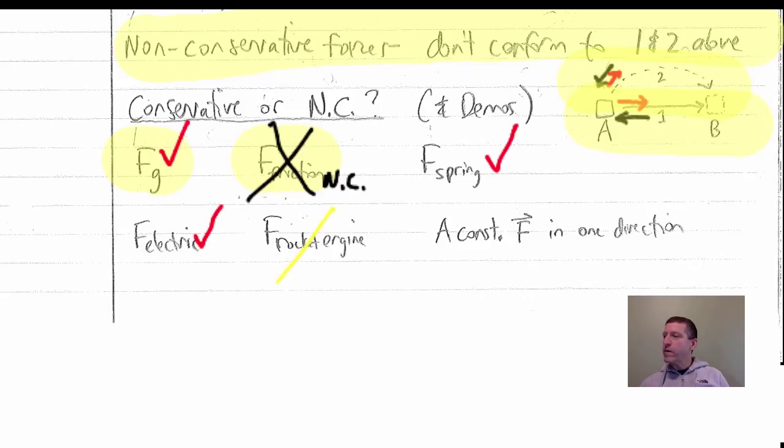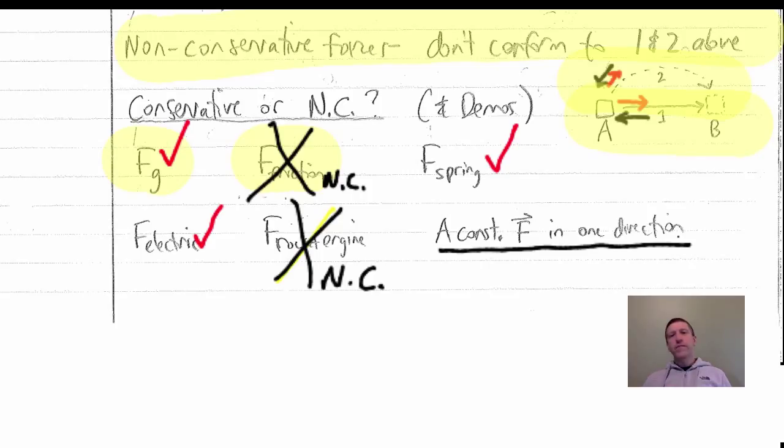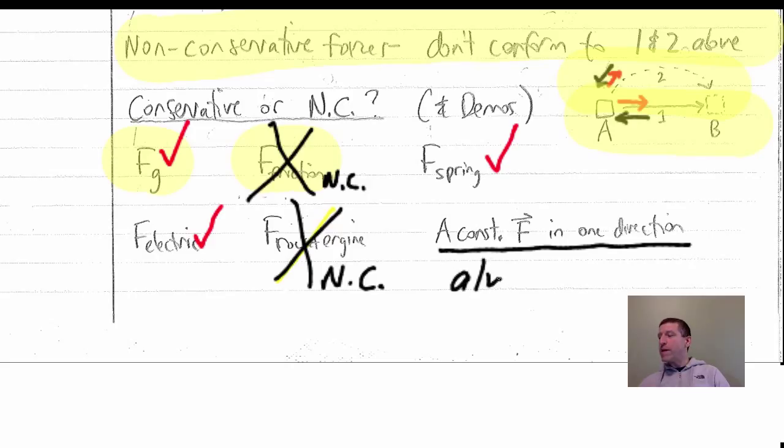Non-conservative, NC. How about a constant force which is in one direction? Will this be conservative? Well, you might think of some common forces that are always in one direction. The force of gravity, for example. The force of gravity is always pulling down. It's a constant magnitude for any mass m. You can use the same logic, and it will always be conservative. Conservative force.